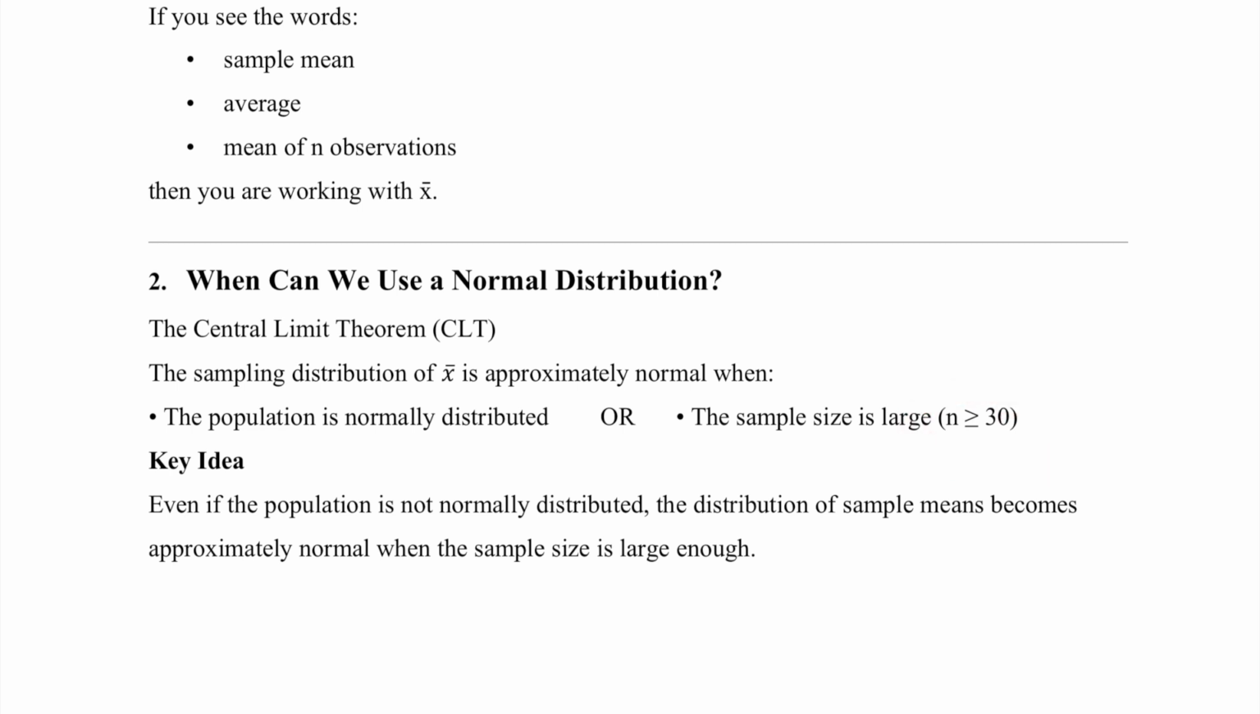The key idea is that averages from large samples tend to follow a normal distribution, even if the original data do not. This is important because it allows us to use the normal distribution to answer probability questions involving sample means. Be careful not to confuse the population size with the sample size. The rule applies to the sample size, lowercase n.